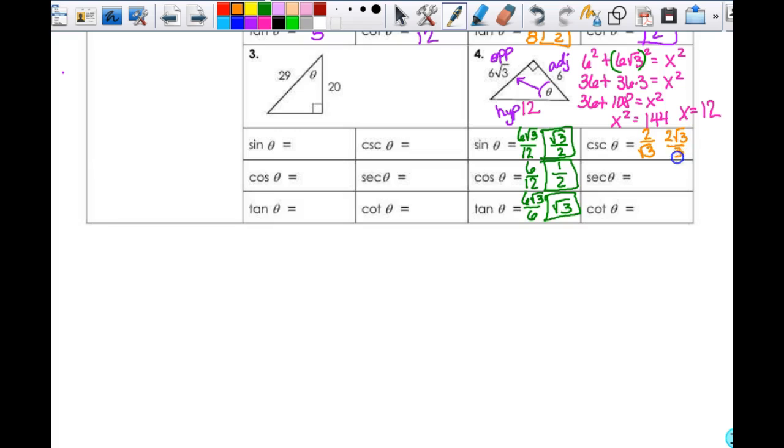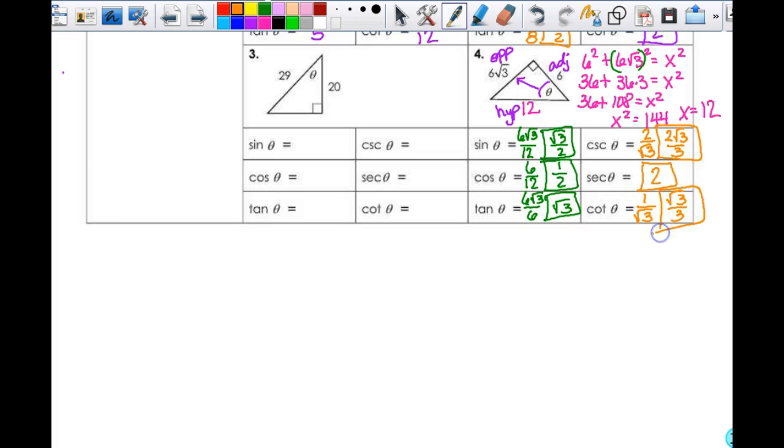2 square root of 3 over 3. Secant is the reciprocal of cosine, so that's just 2. Cotangent is the reciprocal of tangent, so that would be 1 over the square root of 3, which becomes what? Square root of 3 over 3.